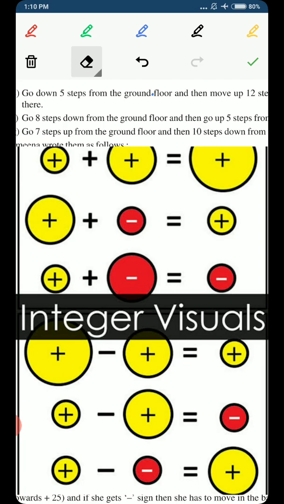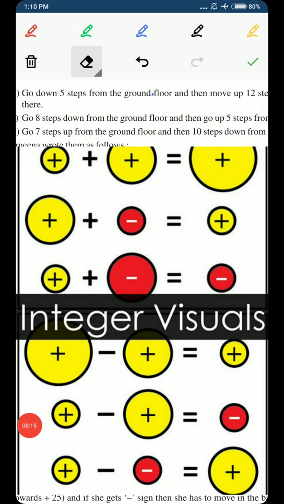Why? Let's learn. Suppose we are having two positive integers, and we have a symbol of addition in between them. It means we are adding the numbers, like we are having three positive integers and there is a plus symbol between them. It means we have to add them. So we'll simply add them and we will get a positive answer, that is plus 6. So this is the very first case.